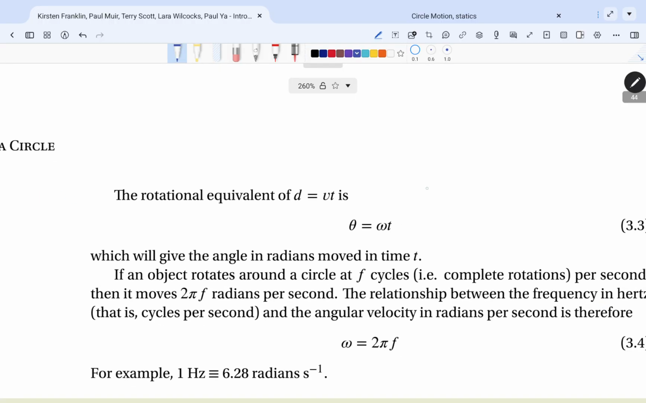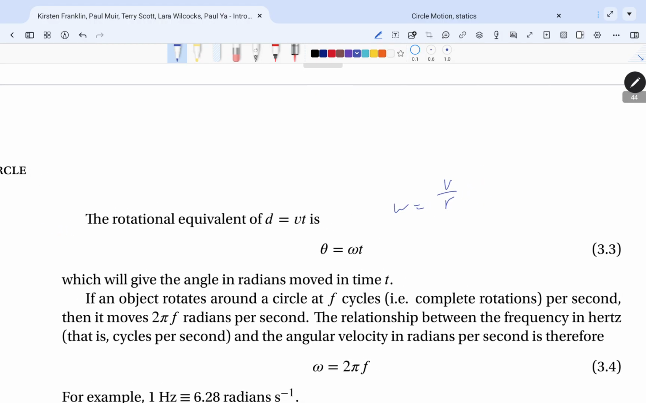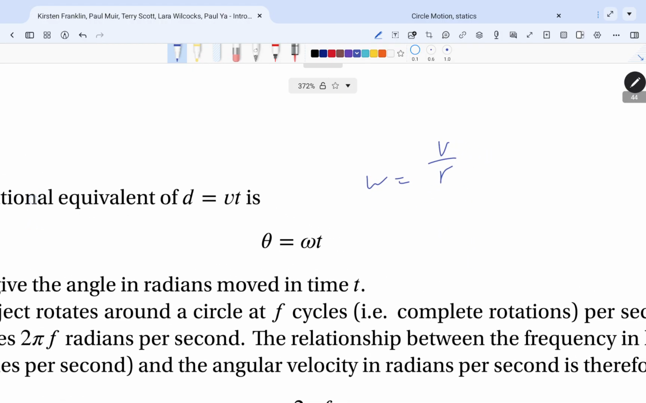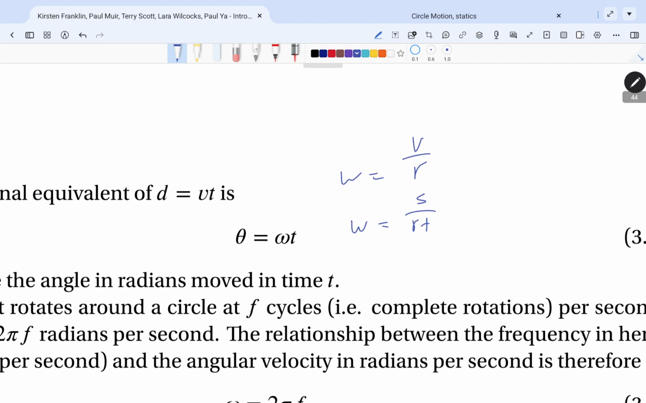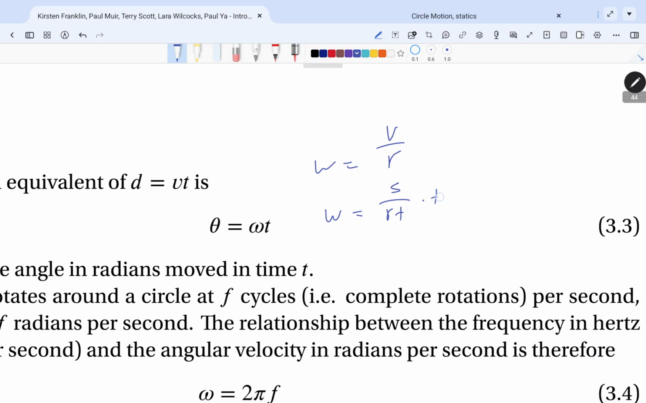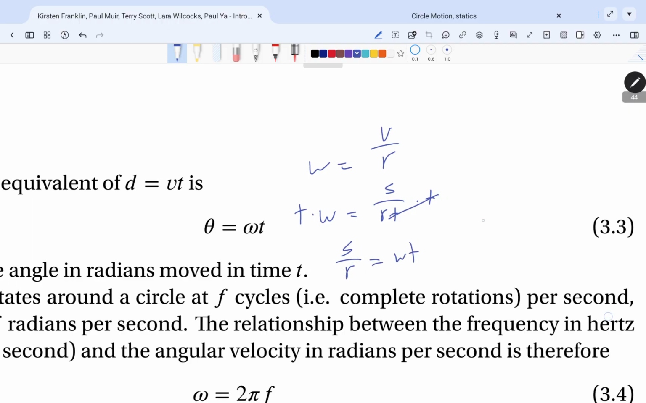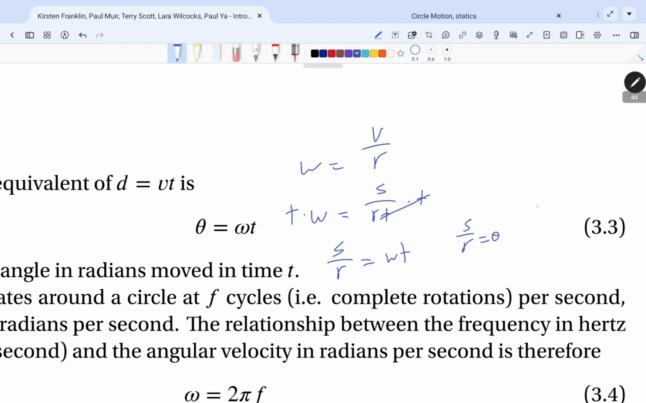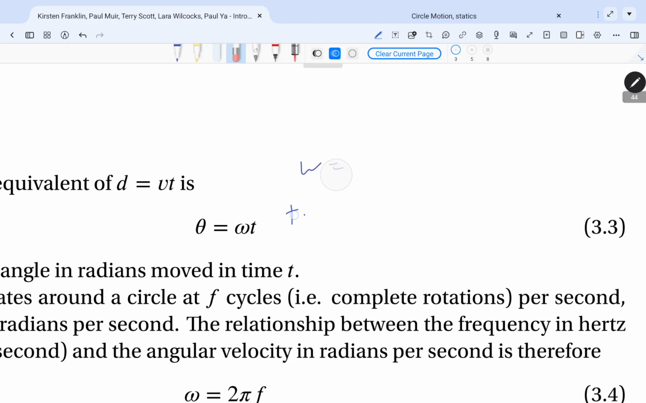Oh, they just rearrange the formula. So W equals V over R it was. Let's change the V out. It equals S over RT. The W and T are together, right? So let's multiply both sides by T. The T's will cancel out. So you're left with S over R equals WT. And what did we say S over R is? S over R equals theta. So you end up with theta equals WT. Alright, so just the same formulas over and over, just rearranging them.